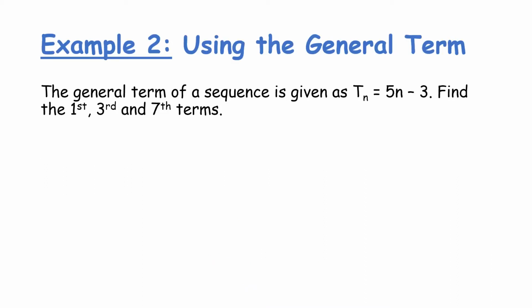So now let's use this general term some more. The general term of the sequence is given as Tn is equal to 5n minus 3. Find the first, the third, and the 7th term.